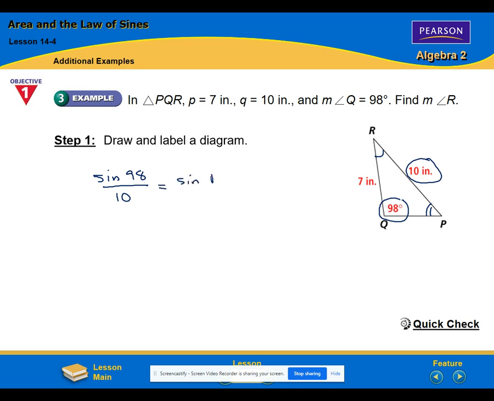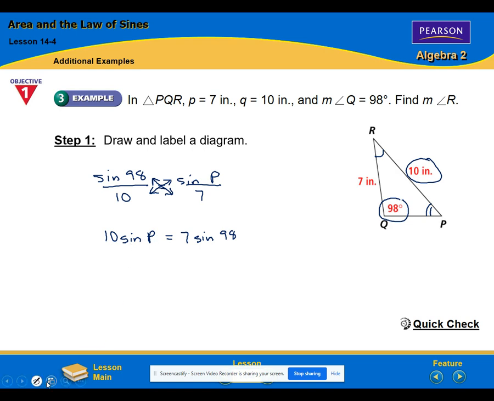Sine of P over 7. Because again, we have the use, if we need to, of the triangle angle sum theorem. If I can find P, then I can find R by just subtracting these two values from 180. So here again, you're going to cross multiply. This would be 10 sine of P, when I multiply these two, is equal to 7 sine of 98. Now notice this one's going to solve out a little bit differently too, because you do have the angle as the unknown, different from the last problem.